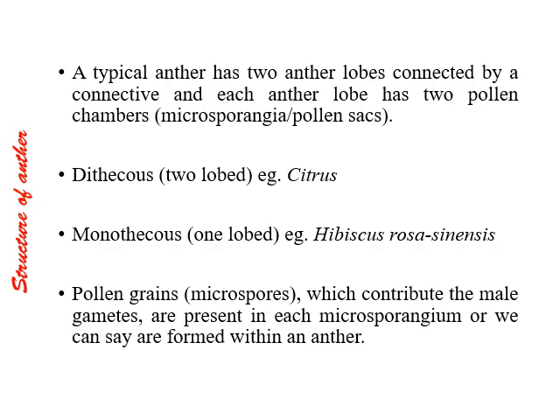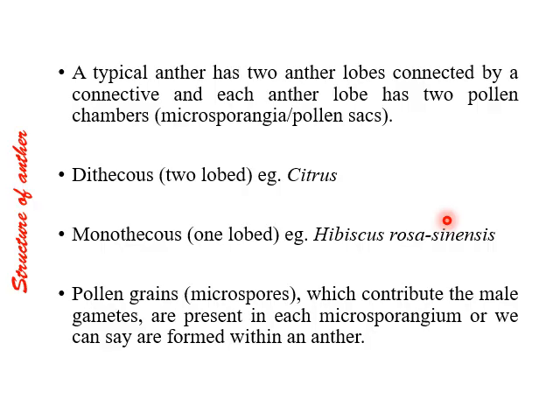A typical anther contains two anther lobes. As you can see in the previous slide, it had two anther lobes which are connected with the connective, and in each lobe we are going to find two pollen chambers which are considered as microsporangia or pollen sacs.